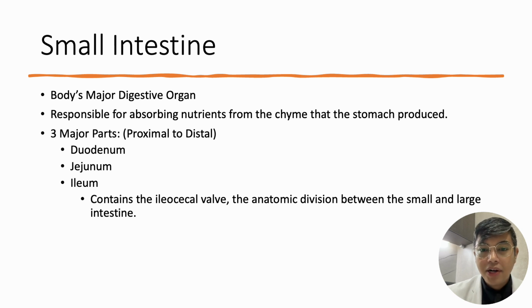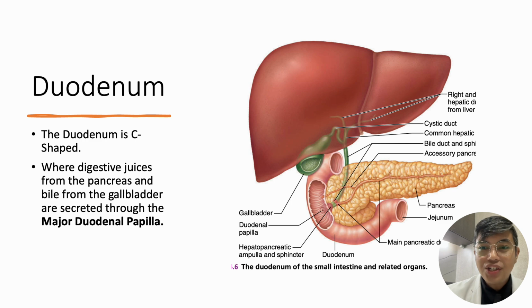As you can see here, your duodenum is C-shaped. Where digestive juices from the pancreas and bile from the gallbladder are secreted through your major duodenal papilla. So, itong butas na ito, nakikita mo is your major duodenal papilla.